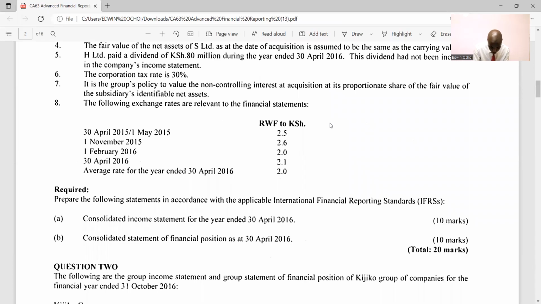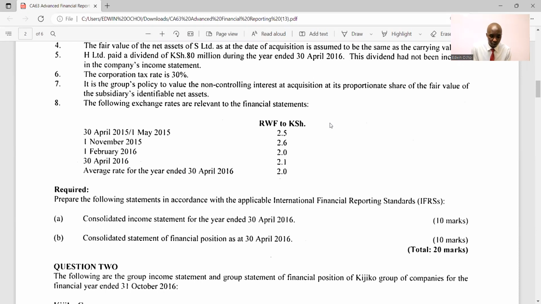For which I have explained what is a closing rate, what is a historical rate, and average, spot, so you know, name them. So required, prepare the following statements in accordance with the applicable IFRS. That is 21. Consolidated income statement, statement of financial position.